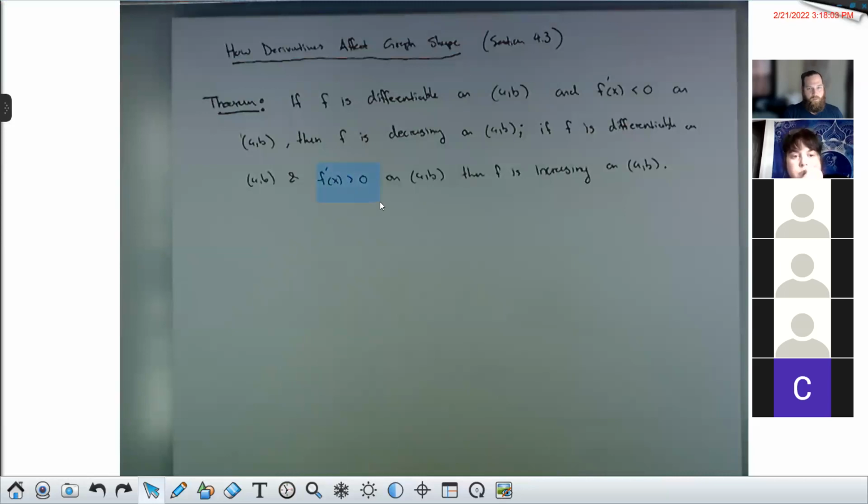So f prime greater than 0 is guaranteed to have a solution that is an open interval, and f prime greater than 0 is equivalent to saying the function is increasing. So when we talk about where a function is increasing, the reasonable answer is guaranteed by this theorem to be an open interval.